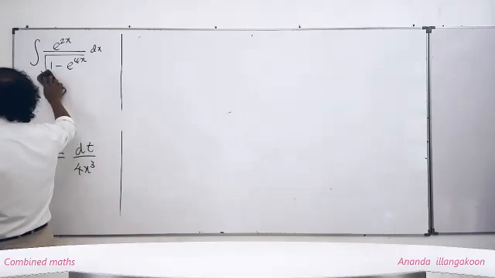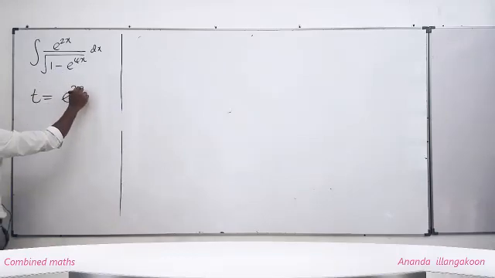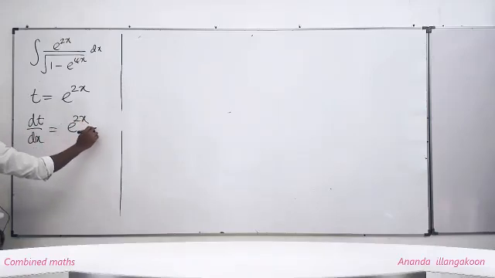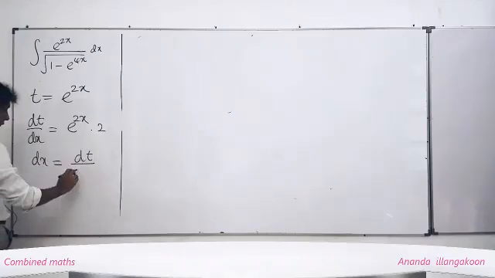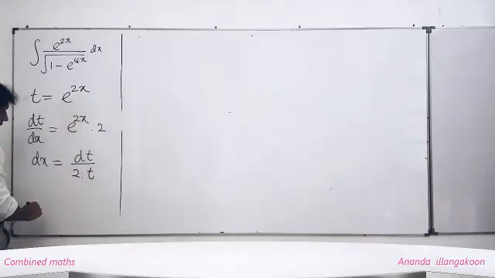What is the substitution here? t equals e to the power 2x. Then we can write dt upon dx is e to the power 2x into 2. dx is equal to dt upon 2 times e to the power 2x, where e to the power 2x is t. Or dt upon 2e to the power 2x, we can keep like this.